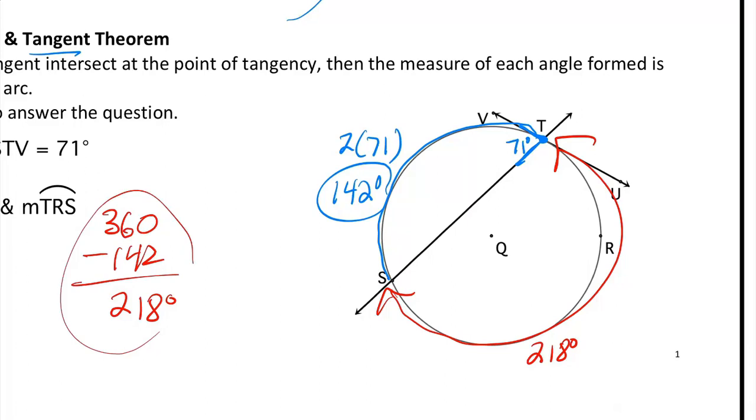So not sure if anybody got a different approach, but hopefully you notice that this angle in here would be 180 minus 71. That would be 109 degrees. And since this is an inscribed angle, 109, you would double that and you would get 218. So that's another approach that you may have observed.